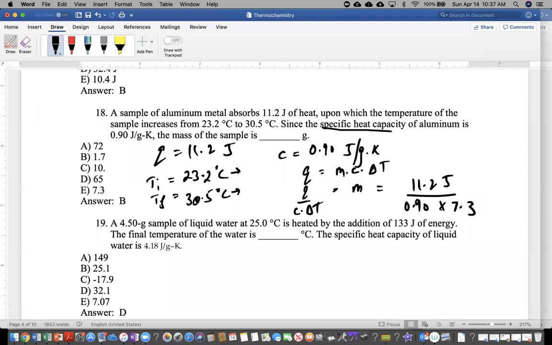So now you've got to plug that into your calculator. 1.7. Yeah, that's what I got. Yep. So B.